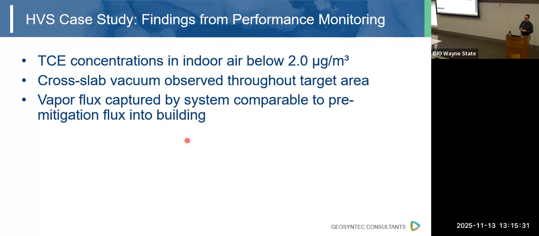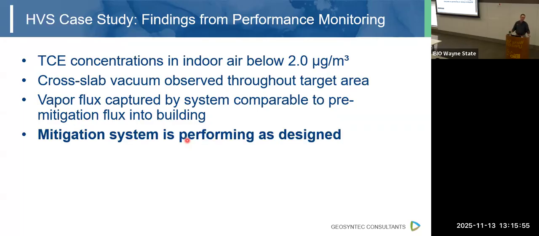We can also look at the mass capture rate by that system, and you can also think about what was coming into that building to generate the indoor air concentrations pre-mitigation. So that flux that's captured by the system is comparable to what was coming into the building beforehand. So it's a good sign that we are effectively capturing what used to be coming into the building. So our mitigation system is doing what we wanted it to do.